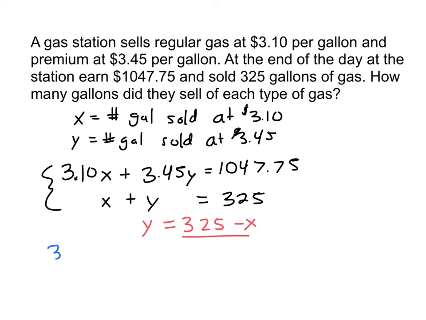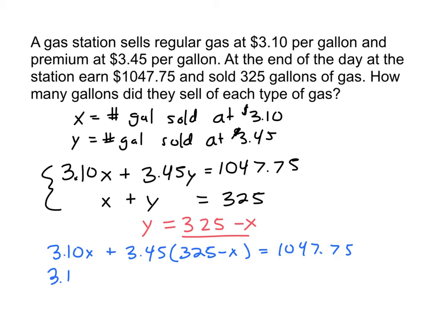So I'll have 3.10 times X plus 3.45 times (325 minus X) equals 1047.75. Go ahead and distribute and do some algebra. 3.45 times 325 is 1121.25. I'm just distributing this in, multiplying it by both terms, and then 1047.75 on the other side.